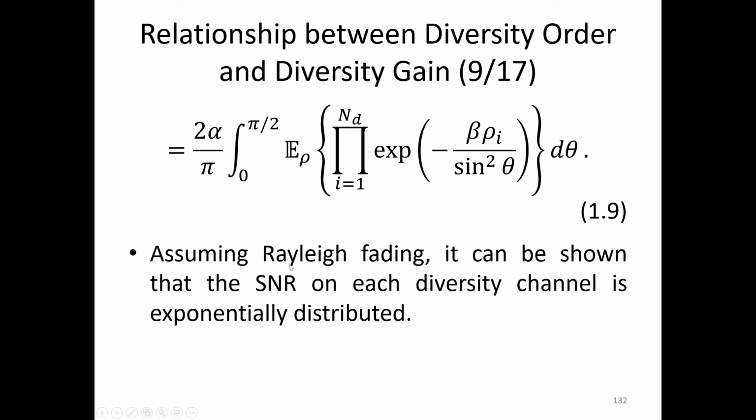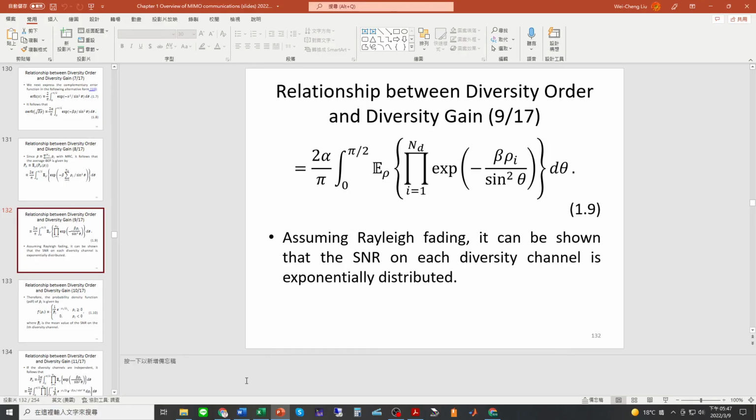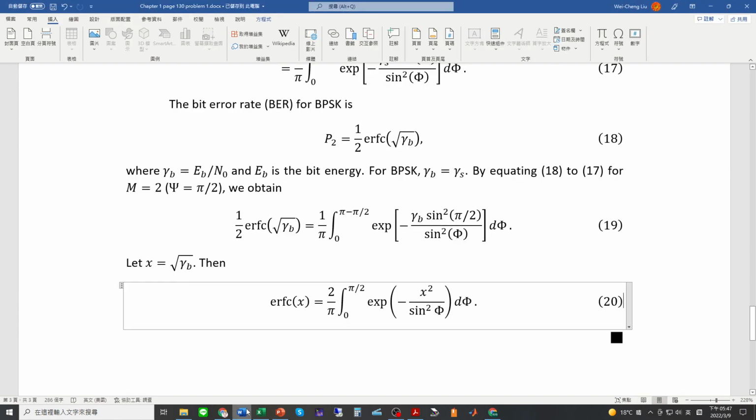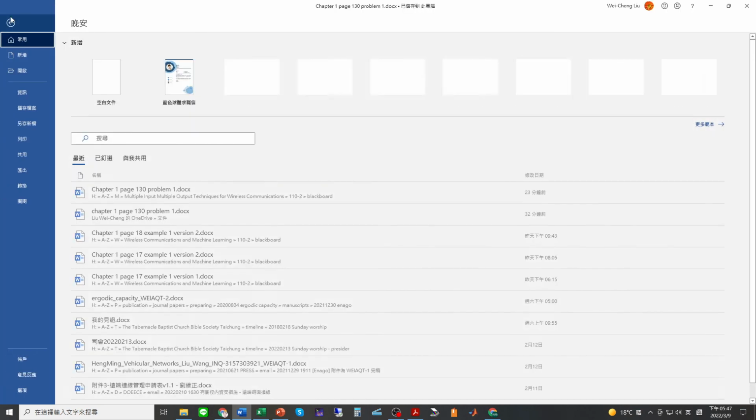Assuming Rayleigh fading, it can be shown that the SNR on each diversity channel is exponentially distributed. Why? Do you know why? Let us see the blackboard. Because I do not have a blackboard, I use Word instead.